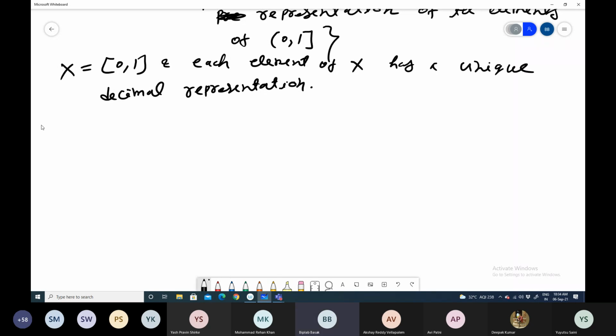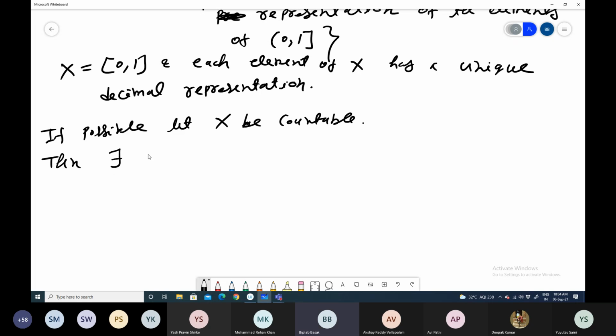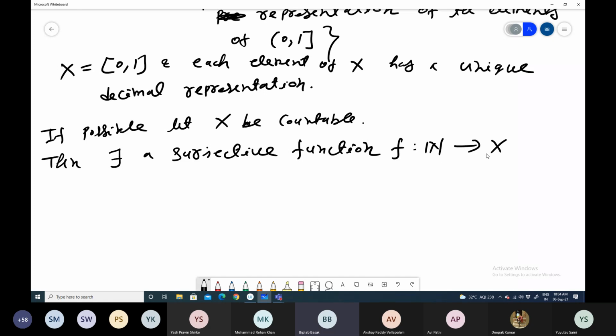Now we will prove by contradiction. If possible, let X be countable. Then there exists a surjective function f from the natural numbers to X. So X can be written as x1, x2, and so on. So why are we taking a non-terminating decimal representation?